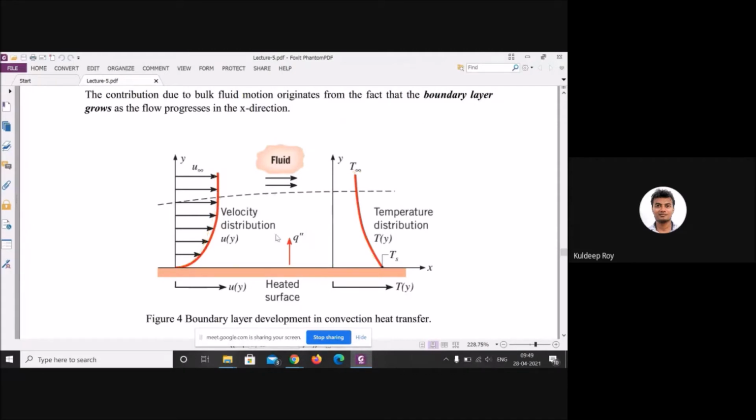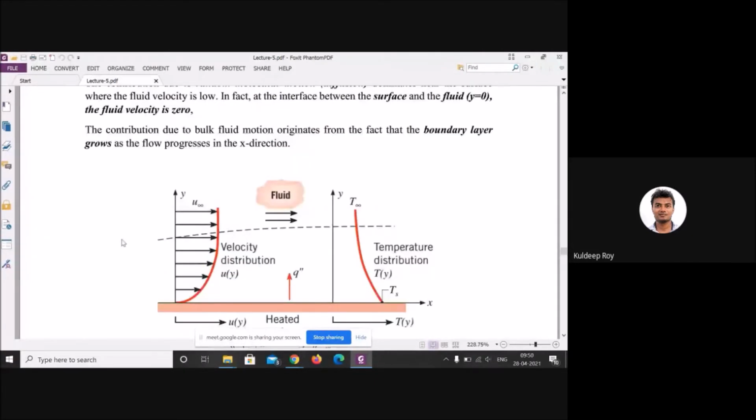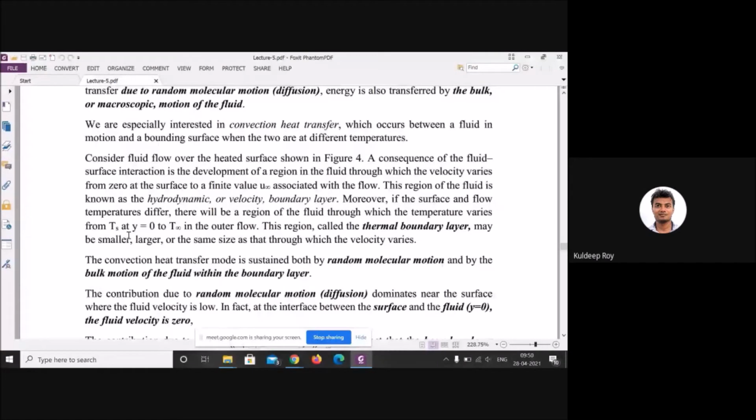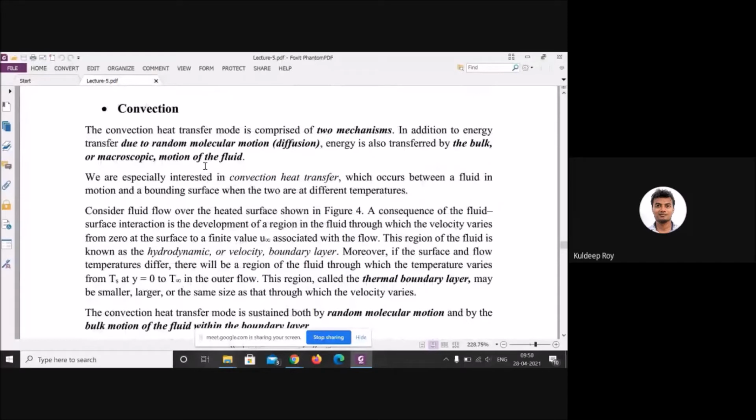Here we are in the mechanics, we have talked about the no slip condition, velocity 0, but here the temperature will be very high and the gradient will be like this only, of a curvy nature. The same thing will happen here also. Now we have talked about how there are two types of mechanism: one is the random molecular motion, another is due to the motion of the fluid.